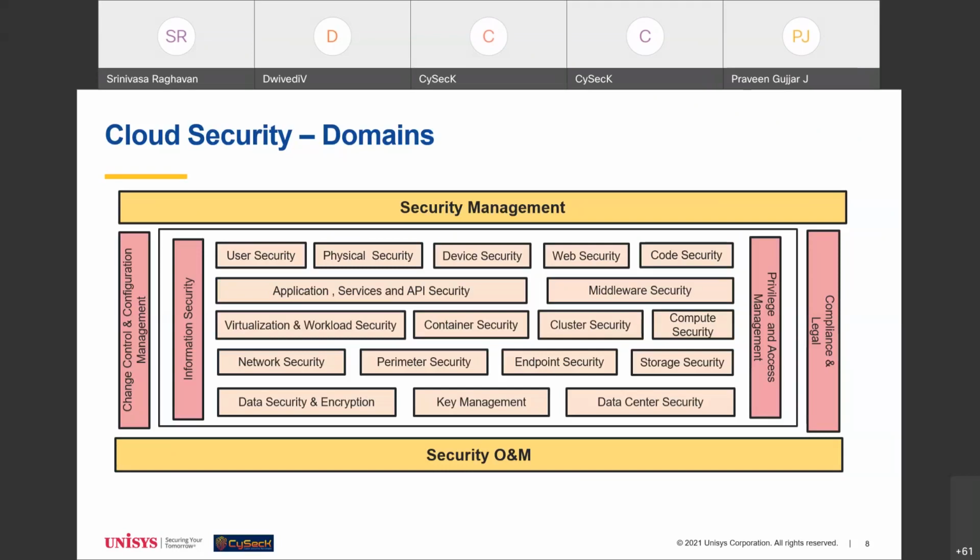And of course finally, your data center security. If you look at it from a technical standpoint, all these are different aspects of security that we need to look at. While the common thing across all these is information security, you need to protect all the information that is going through. And of course your change control and configuration management. Privilege and access management is who is authorized to do what, etc. And of course, as I mentioned earlier, compliance and legal. Security management is at the top, and security operations at the bottom. This is more of a domain view of what all gets involved when you start looking at security. Next slide.